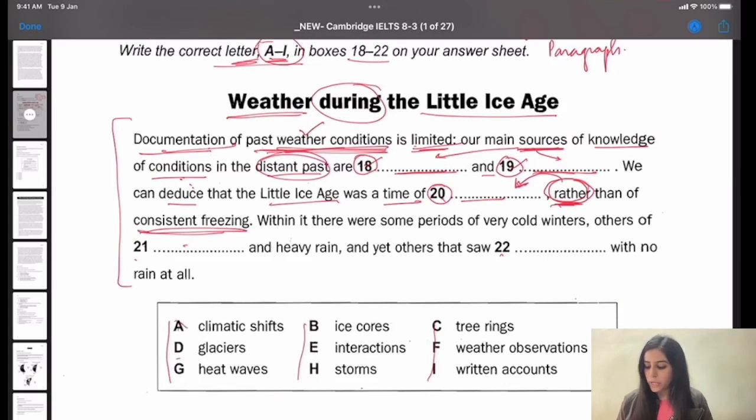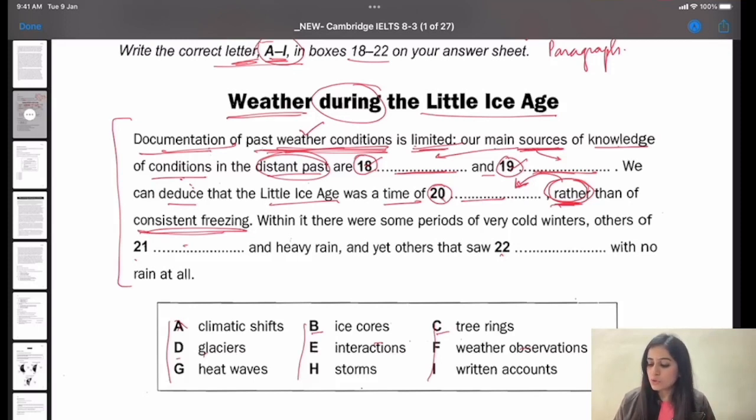Climatic shifts make no sense. Ice cores, I see it in the paragraph. Tree rings could be the answer. Glaciers is not mentioned anywhere. Interactions is also not going to make sense. Weather observations, again, weather observations or knowledge of conditions, it's not going to be grammatically correct or meaningful.